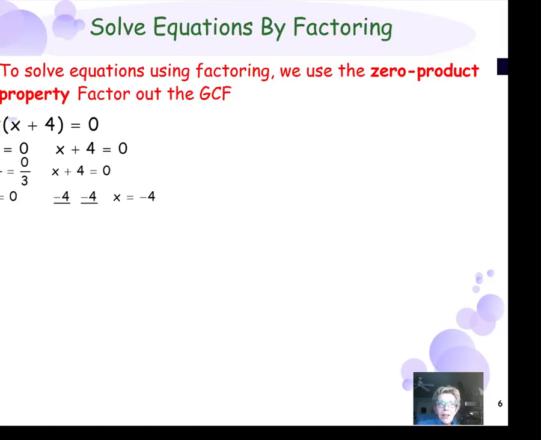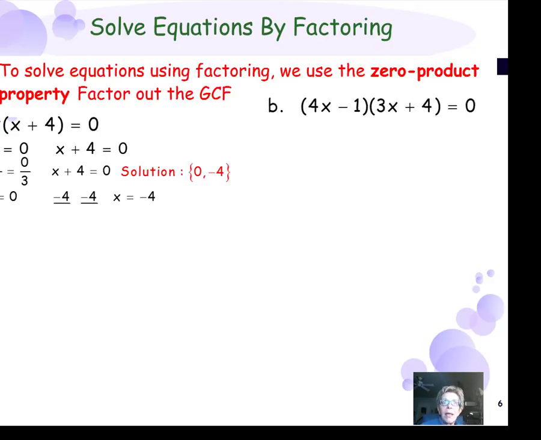My second set of factors, x plus 4 equals 0. I'm going to subtract 4 from both sides. I get x equals negative 4. My solution for this one is 0 and negative 4. Not only is that my solution, but it's also called my roots, my zeros, or my x-intercepts to the graph that that polynomial would create.